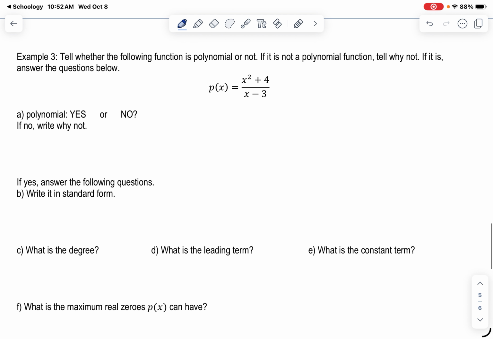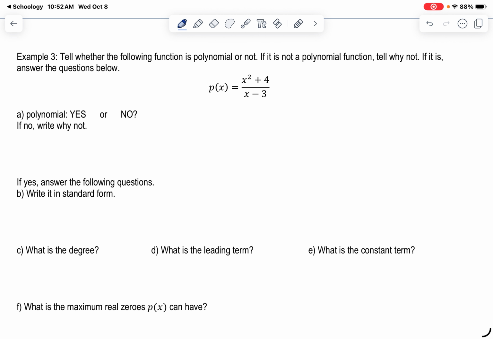All right, next one right here, tell whether the following function is a polynomial or not. So if you look at this, this is not a polynomial. This is a rational function. And we can't have a denominator with an x in it.